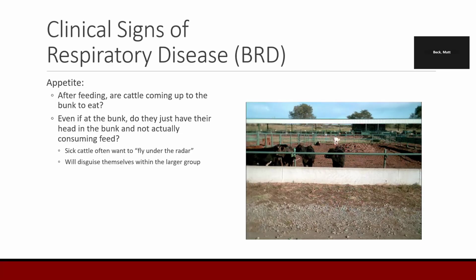Okay. So as I mentioned, cattle are prey animals. Their instinct, even when they're not feeling very well, is to be with the herd and to blend in, right? So some sick cattle will often just fly under the radar. They will disguise themselves within the larger group so that they don't stand out and display that they are easy prey. Does that make sense? So you really have to check, okay, they're at the bunk, are they physically eating?